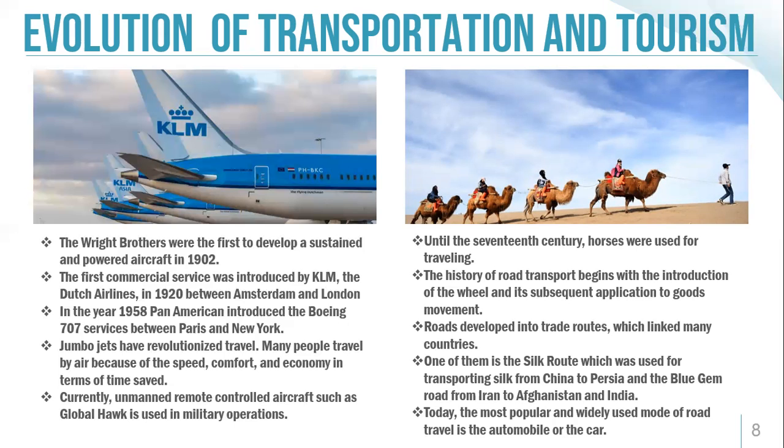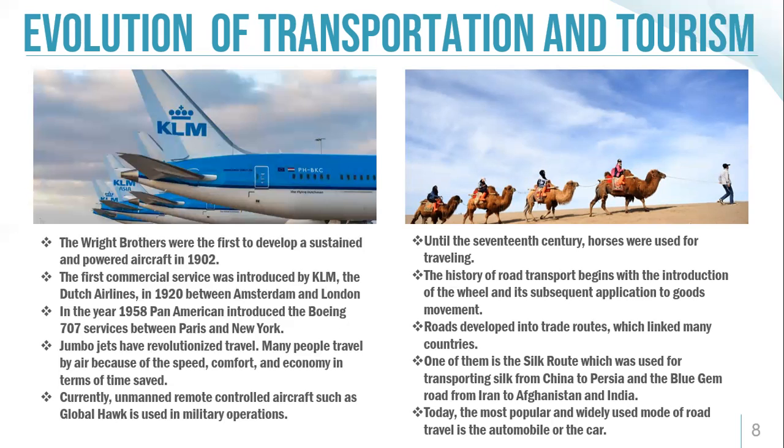Pan Am introduced the Boeing 707, one of the biggest airplanes at that moment. After this, if you go by airplane right now, there are jumbo jets.